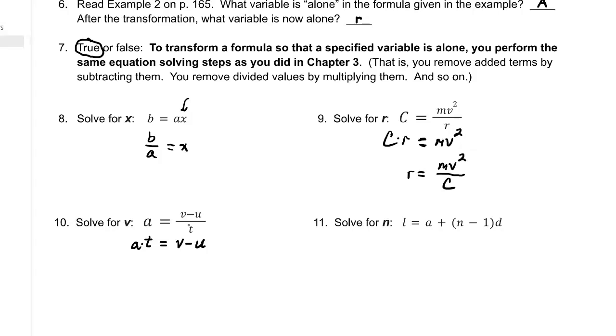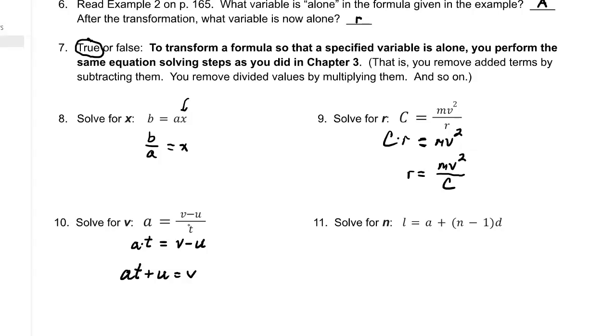We're trying to get the letter v alone. Find the v. What's next to the v? Subtract u. What's the inverse thing of subtracting u? Adding u. So we make the decision we're going to add the variable u. So we have a times t plus u, and that will be equal to v. We've transformed the equation so that now the letter v is alone.